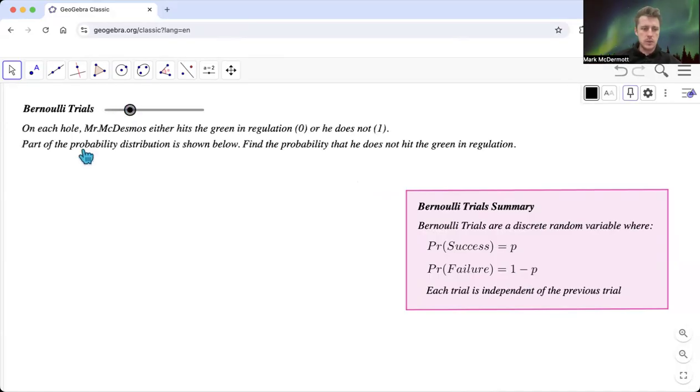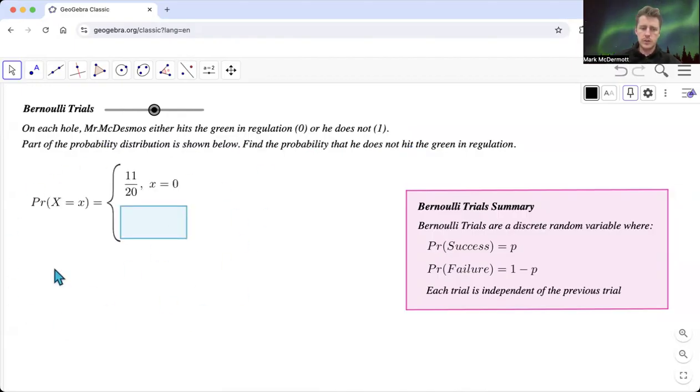And Mr. McDesmos is back, and it's golf related. So let's have a look. On each hole, Mr. McDesmos either hits the green in regulation, we're going to call that a 0, or he does not. We call that a 1. Part of the probability distribution is shown below. Find the probability that he does not hit the green in regulation.